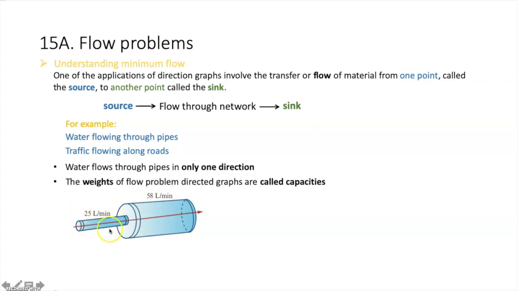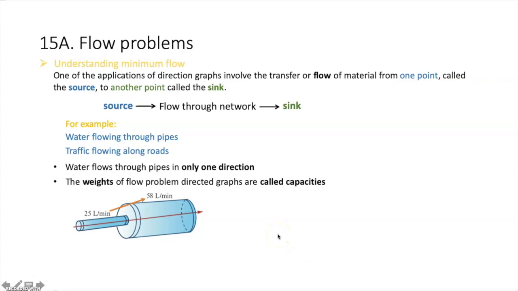As you can see, the first pipe has a smaller capacity that allows 25 liters of water per minute, followed by a much larger capacity of 58 liters per minute. You can imagine that if only 25 liters of water flow through the first pipe, then only 25 liters of water can flow into the second pipe. Therefore, the total capacity for these joined pipes is 25 liters per minute.